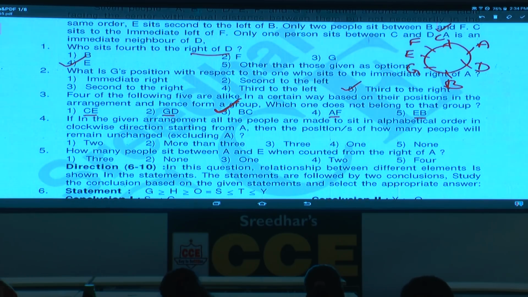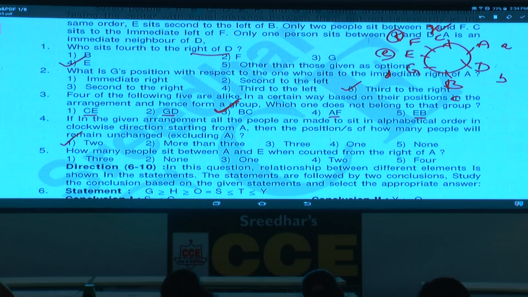Then question number 4: if in the given arrangement all the people are made to sit in alphabetical order clockwise, starting from A, then how many people remain in the same place, excluding A? Now starting with A, this is B, C, D, E, F and G. Yes, how many persons remain in the same place? E and F are the 2 persons who remain at the same place, and it is given in choice 1.